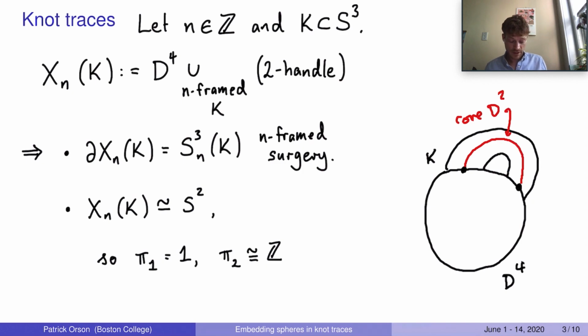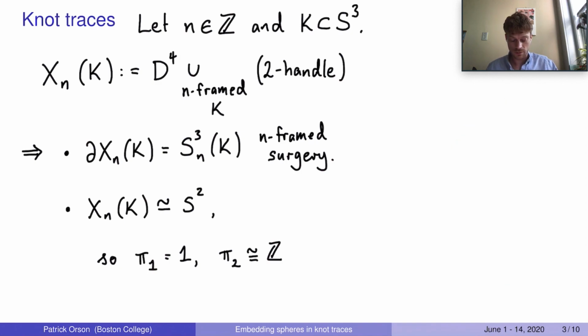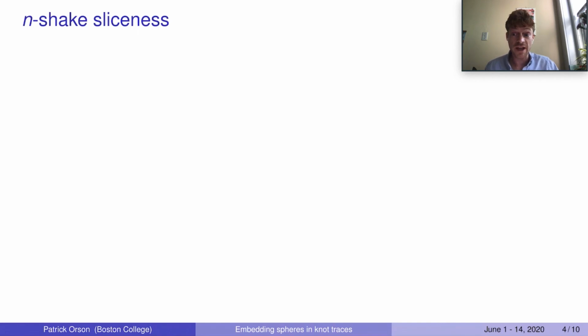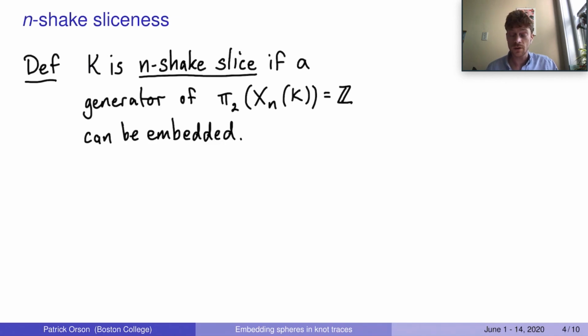Well, every knot is homotopically trivial in the ball, so we can generically immerse this null homotopy. So there's always some immersed sphere generating this pi2, and our question is, can we come up with some conditions that guarantee this can also be embedded? This is related to something already in the literature called n-shake sliceness. This is a term coined by Akbulut, I think, but the notion has been studied for a long time. A knot is n-shake slice precisely if this generator can be embedded as a two-sphere. That's a different way of thinking about the problem we're trying to solve.